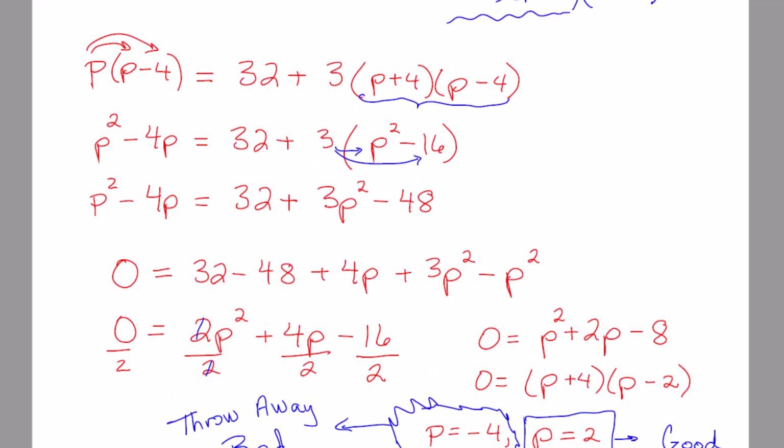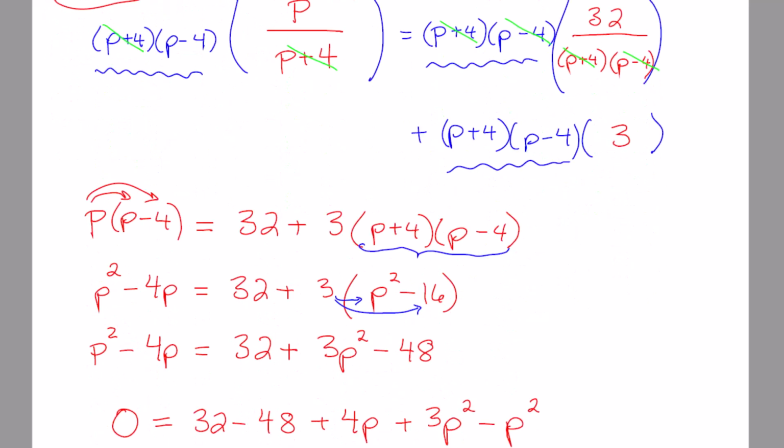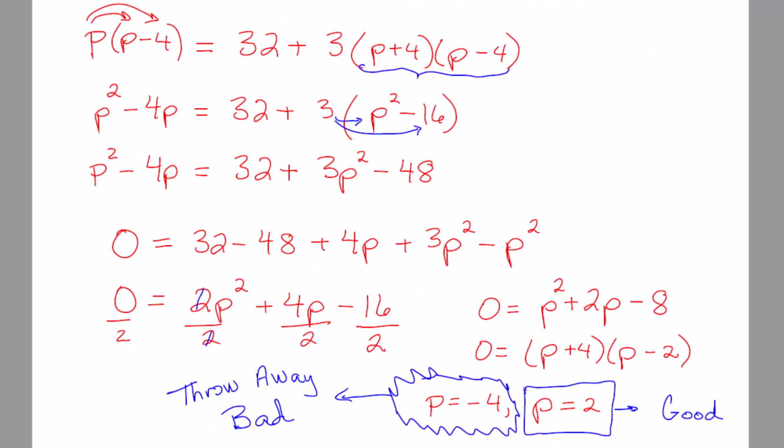Let's see, what were my bad answers again? Oh, 4 and negative 4. Minus 4 is bad. It would make my problem undefined. So let us say goodbye to that number. So we only get one solution, namely p is equal to 2. And that concludes section 4.3.